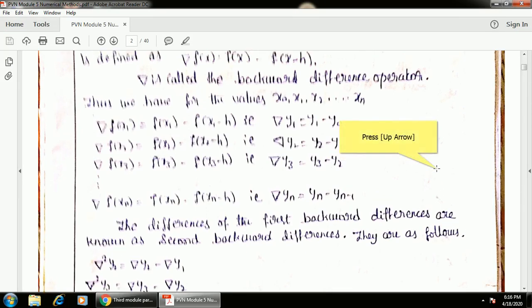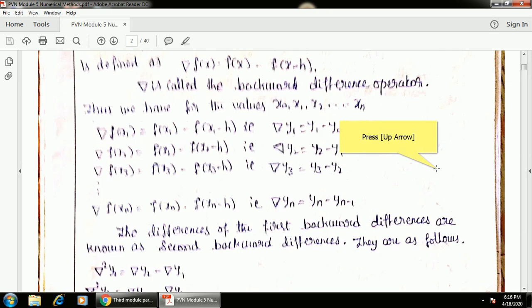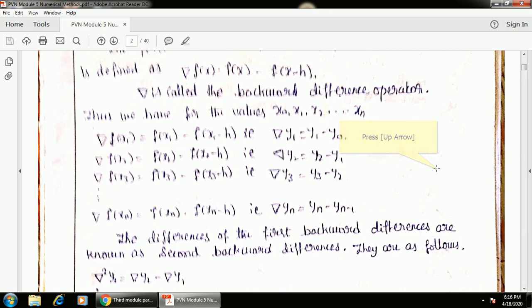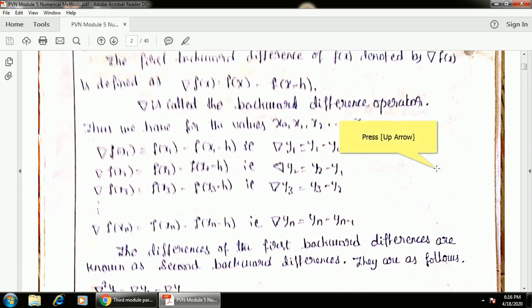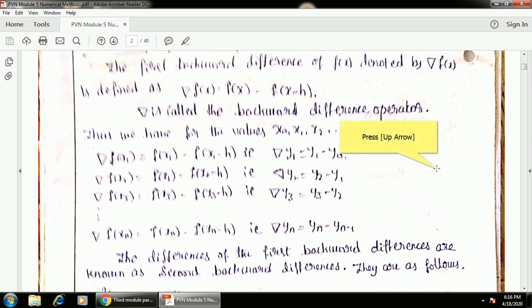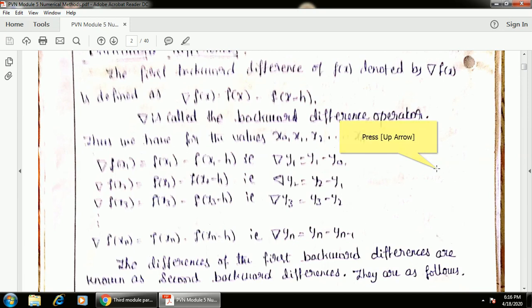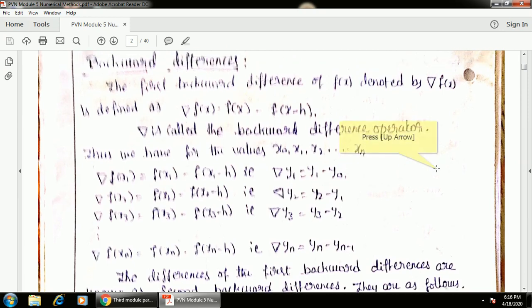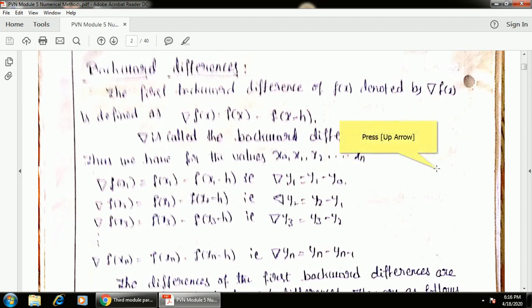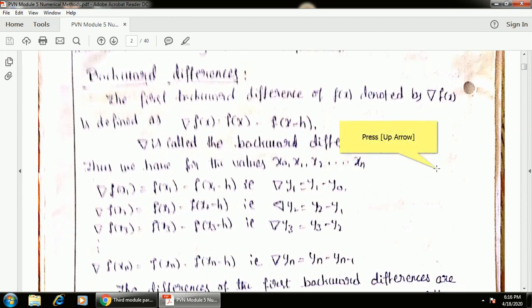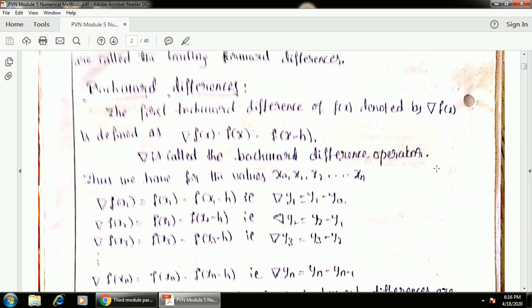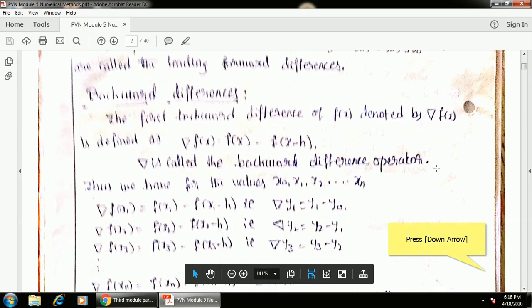Similarly, now we are defining the backward differences. The first order backward difference of the function f of x is denoted by nabla of f of x. Inverted delta is known as nabla of f of x.